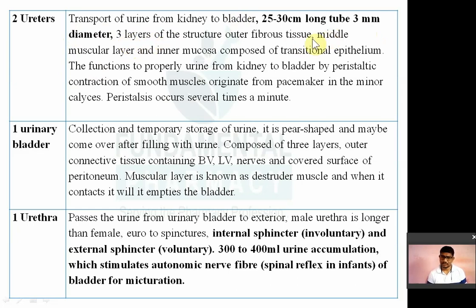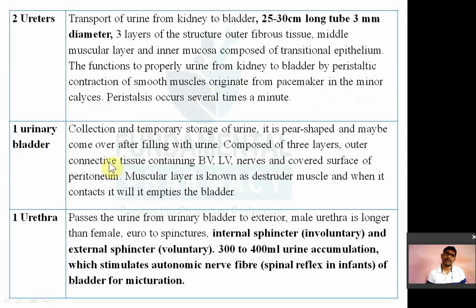Again, it is made up of a 3-layer structure. The outer layer is fibrous tissue, the middle one is known as the muscular layer, and the inner one is known as the mucosal layer. The mucosal layer is composed of transitional epithelium or cuboidal epithelium. The function of this ureter is the transport of urine from kidney to bladder by peristaltic movement, known as urinary peristalsis, by rhythmic contraction of smooth muscle. That peristalsis originates from the renal pacemaker, known as the minor calyx. We have seen this peristalsis occurs several times per minute.